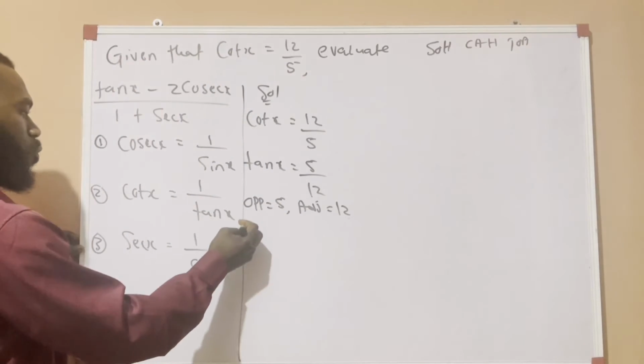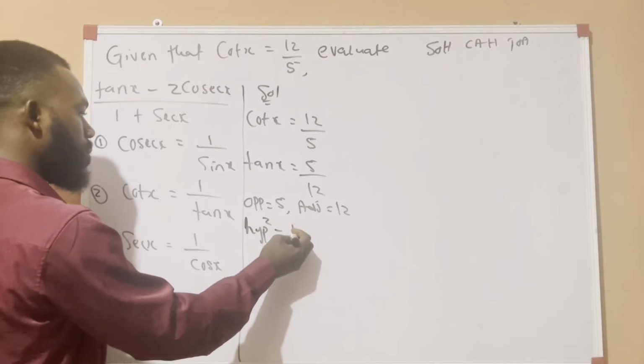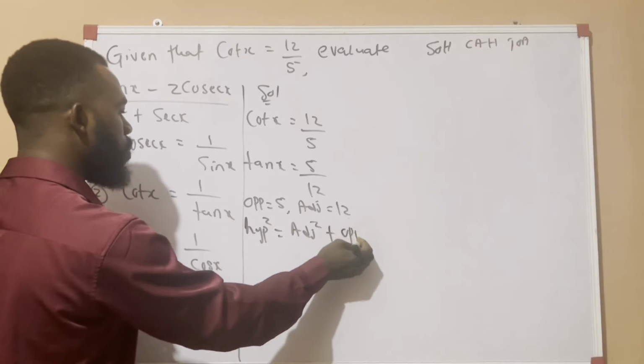Hypotenuse square becomes adjacent square plus opposite square. Are you with me?